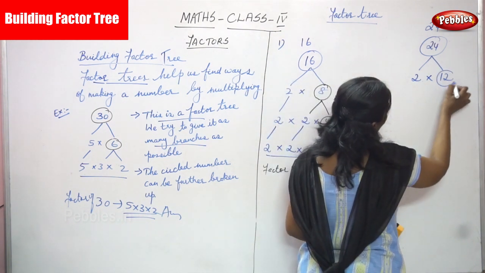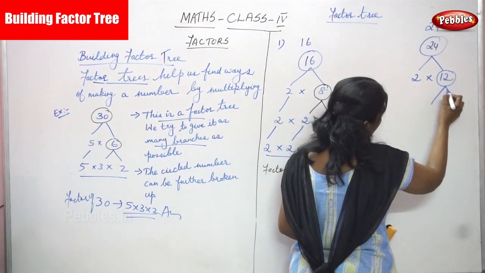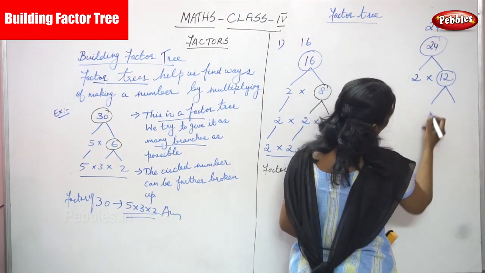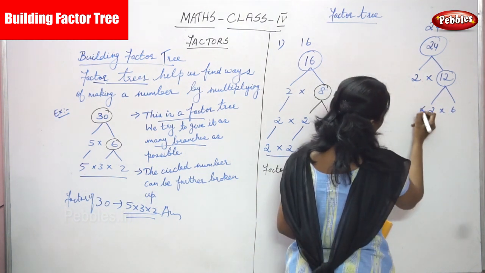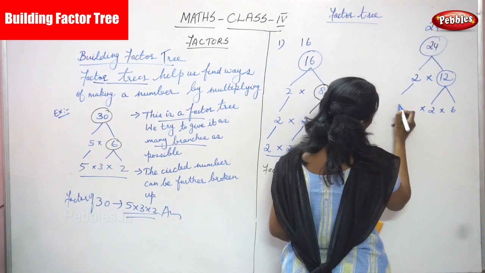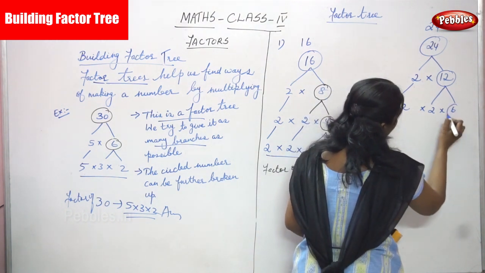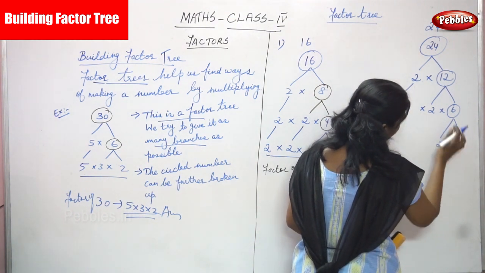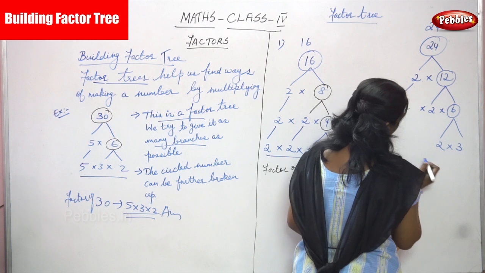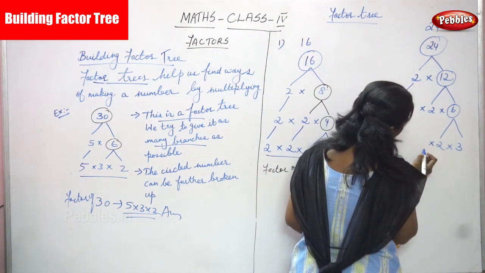So after that what I am going to do? I have to circle the 12. That means I am going to find the factor of 12. So 2 into 6. I have to put a multiplication sign and bring down this particular number 2. Now again I have to circle the 6. That means I have to find the factor of 6. 2 into 3. So again you have to put multiplication here.